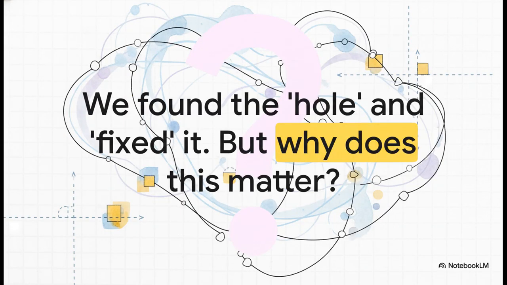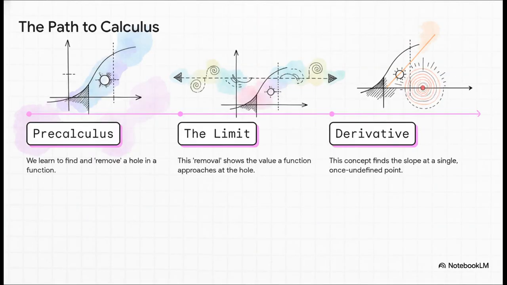Okay, so we've done all this detective work. We've found this invisible problem. We figured out how to fix it with algebra. But you're probably sitting there thinking, so what, right? Why does this tiny little algebraic trick actually matter? Why do we care so much about one missing point? Well, here's the thing. This isn't just some clever party trick with algebra. It's actually a huge stepping stone. Right now in Precalculus, we're learning how to find the hole. That very same skill is what you're going to need to find something called the limit, which is just the value a function is getting closer and closer to. And that leads you straight to the heart of calculus, the derivative, which is all about finding the slope at one single specific point.